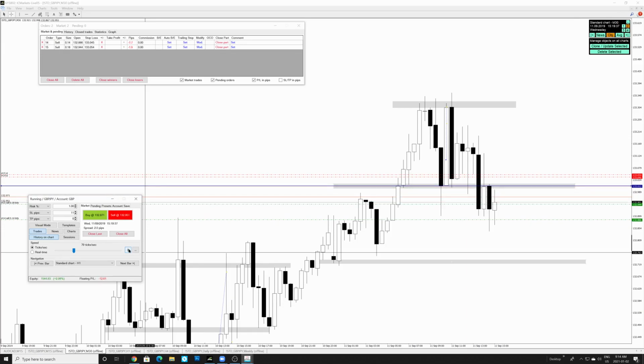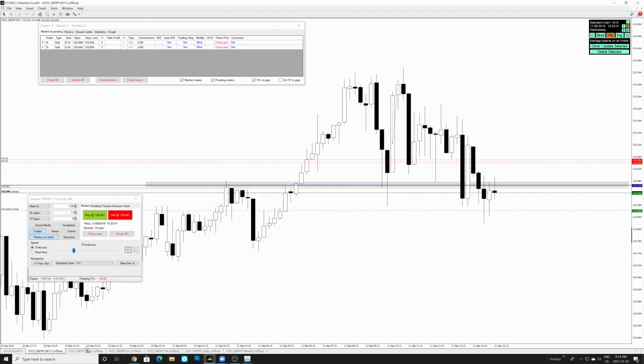This candle is about to close. We're coming back up over here. We're waiting for the 30-minute candle. Let's take a look on the 15-minute. Ooh, the 15-minute candle has closed bullish.